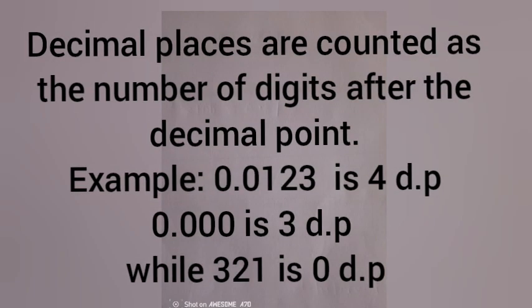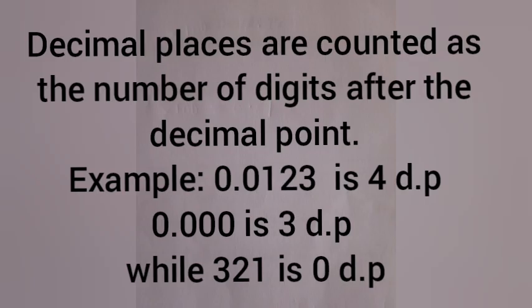Now, let's look at decimal places. Decimal places are counted as the number of digits after the decimal point. For example, 0.0123 is 4 decimal places. After the decimal point, the number of digits counting from left to right is 4. Hence, this number is in 4 decimal places.